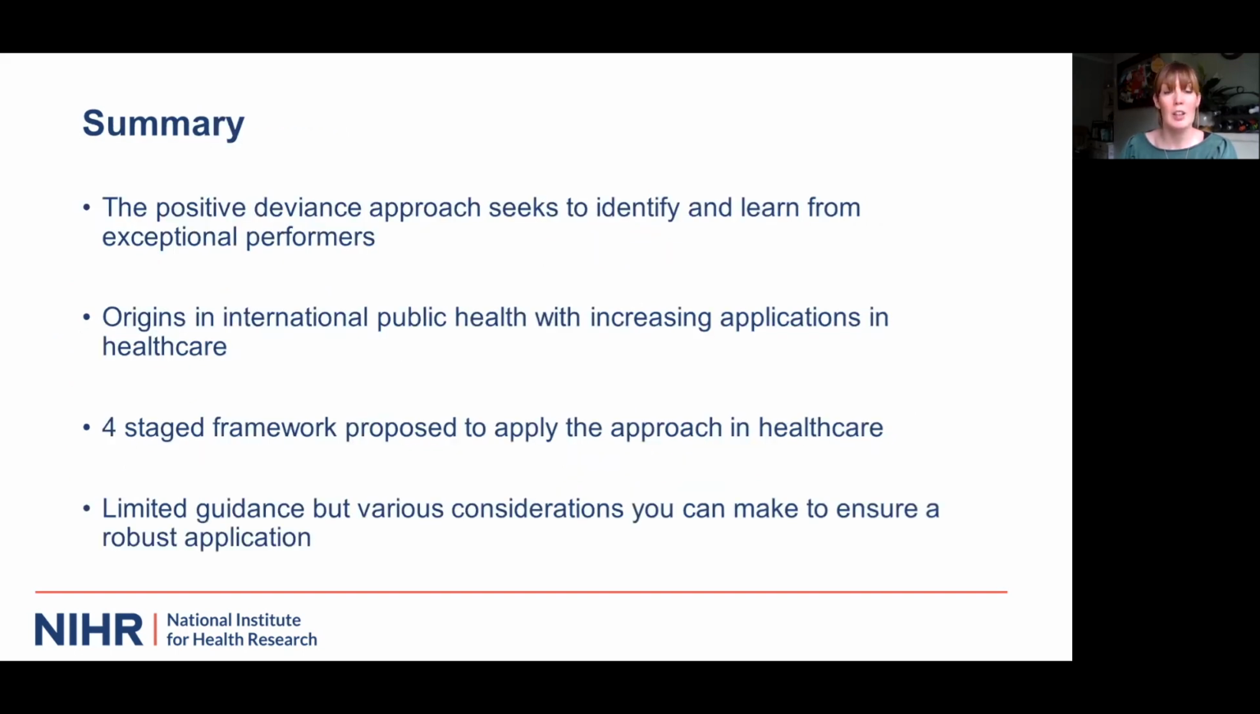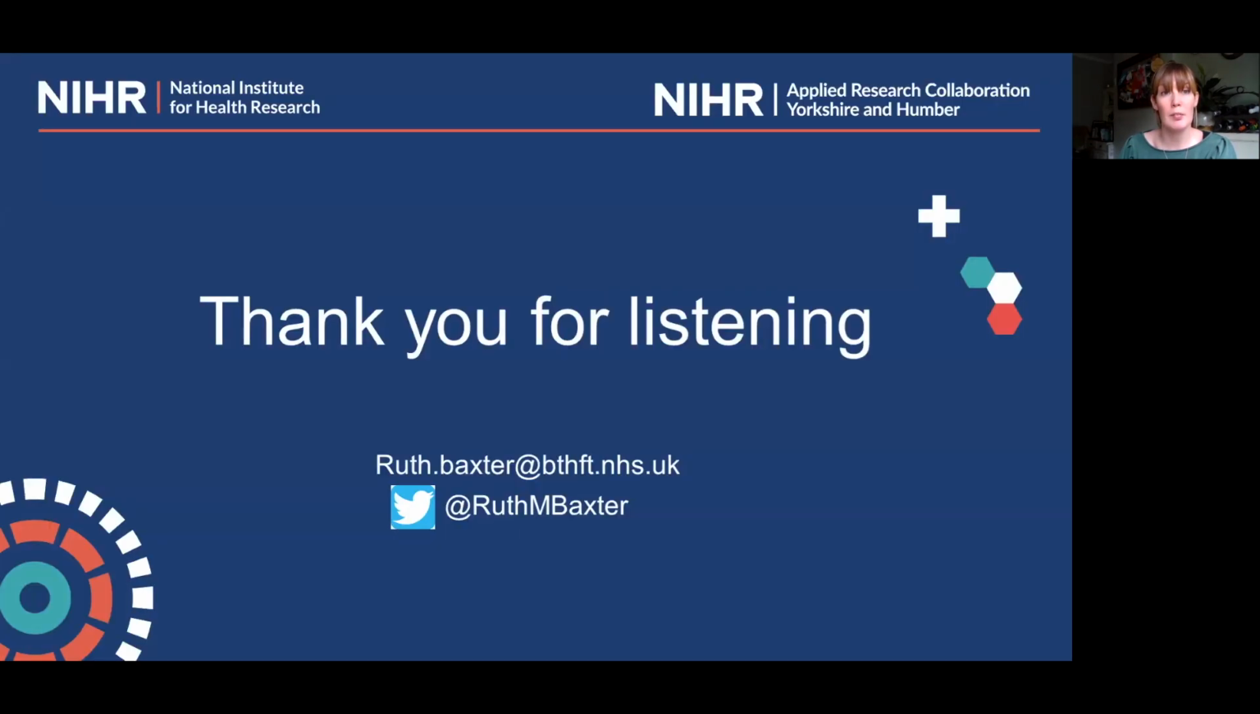So, in summary, the positive deviance approach seeks to identify exceptional performers, and applications in healthcare are increasing. Bradley et al. have proposed a 4-stage process for implementing it, and although there's limited guidance to support this, there are, though, various considerations that you can take to support a robust application of the approach.